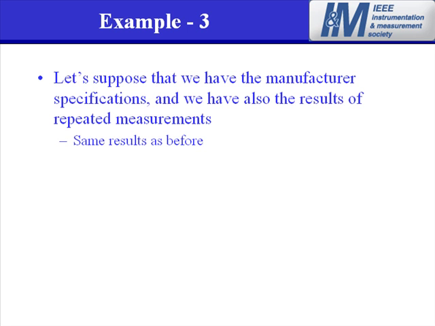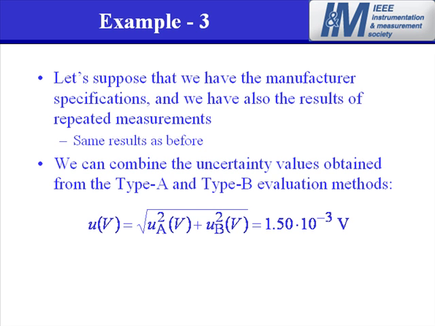And this is quite likely to occur in practical situations, and therefore the best evaluation of measurement uncertainty should take into account the values obtained by applying both type A and type B methods if available. And this can be done by combining in a statistical way the standard uncertainty values obtained in the two previous examples. And the result is shown here in the slide. You see the statistical combination and the final result.